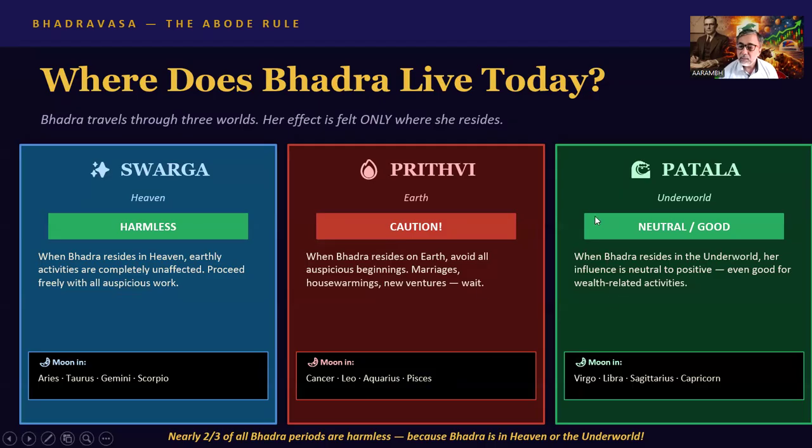And Patala, the underworld: neutral to good. When Bhadra resides in the underworld, her influence is neutral to positive, even good for wealth-related activities. That is when the moon is in Virgo, Libra, Sagittarius, and Capricorn. This is bad, this is harmless, this is neutral to good. Nearly two-thirds of all Bhadra periods are harmless because Bhadra is in heaven or the underworld.